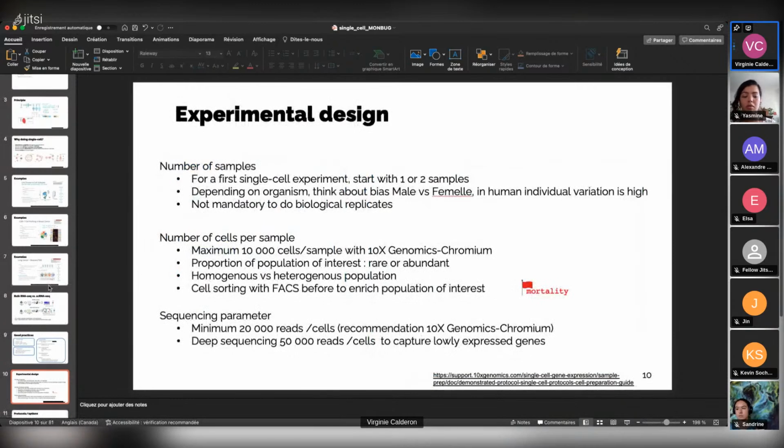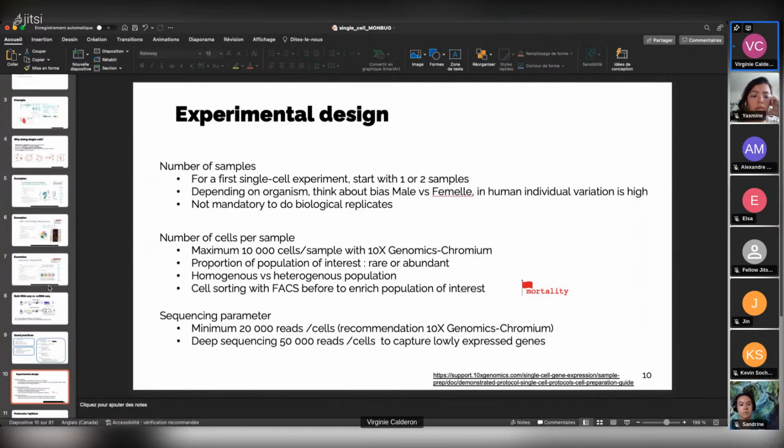So about the experimental design, that's something always important when you talk about NGS data. In this case, the number of samples really depends on the budget. So if it's your first single cell experiment, I advise to start with 1 or 2 samples at a time.